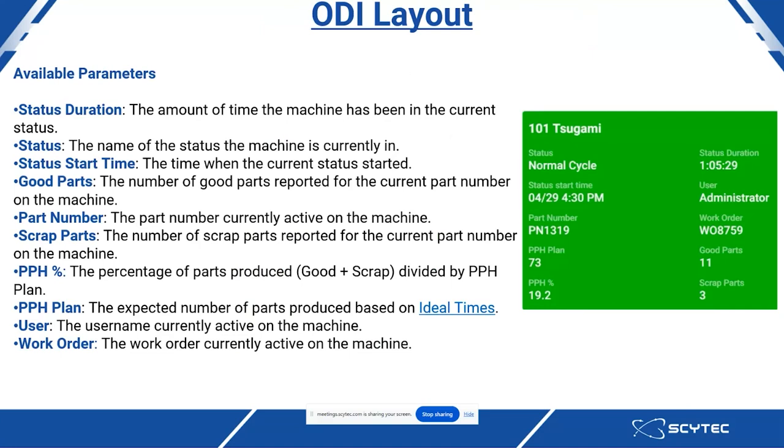So some of the available parameters, some of which I already just discussed, include the status duration, which is the amount of time the machine has been in a current status; status start time, the time when a status has started; good parts, the number of good parts reported for the current part number; part number, the part number currently active on the machine; scrap parts, the number of scrap parts reported for the current part number on the machine; parts per hour plans and percentages; as well as the logged in user and work orders. Some of these are kind of obvious, but these are some of the available parameters that you can have displayed on your large equipment card on the operator data interface.